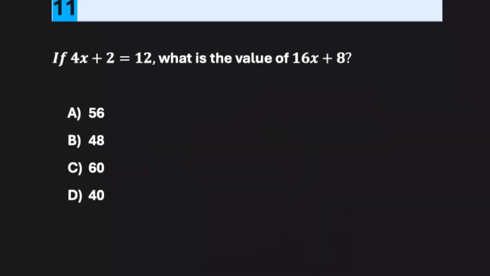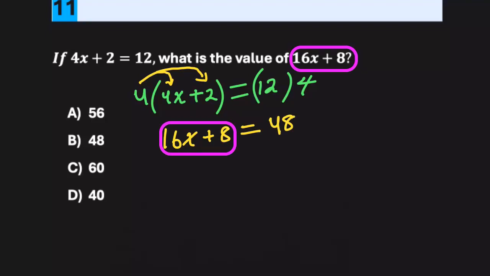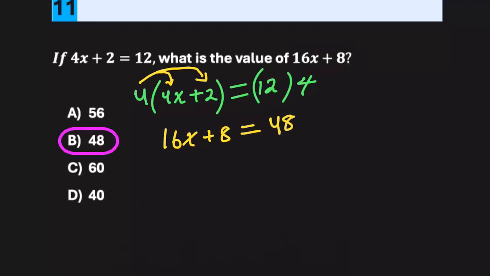Okay, question 11. If 4x plus 2 is equal to that, what is the value of this? We do have 16x plus 8. To get that, we're going to multiply 4 on both sides of this equation. 4 multiplied by 4x plus 2 is equal to times 4. Let's distribute this one here and to here. So we're going to get 16x plus 8. 4 times 12, 48. So we got this term, which is equal to 48. And the answer is right here.